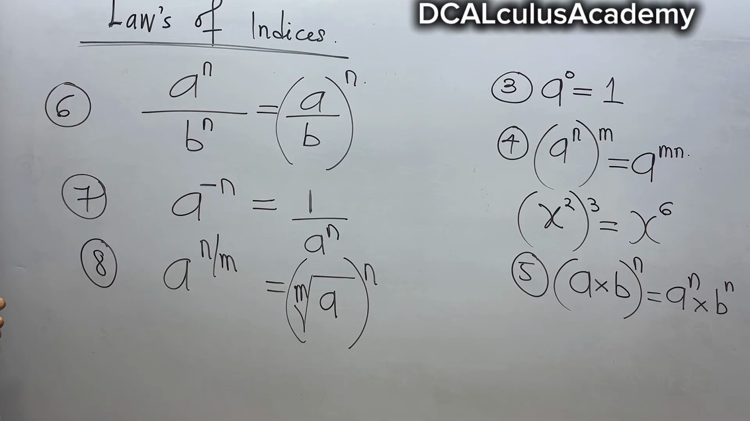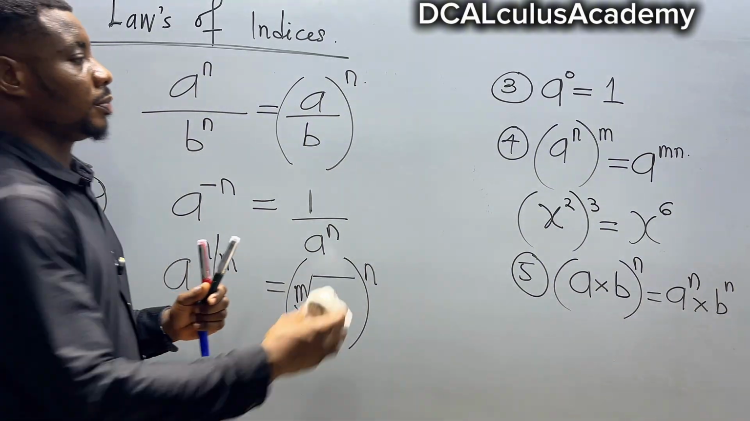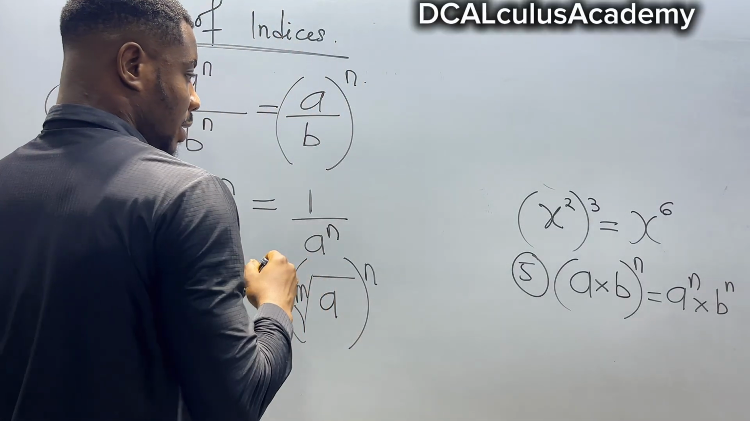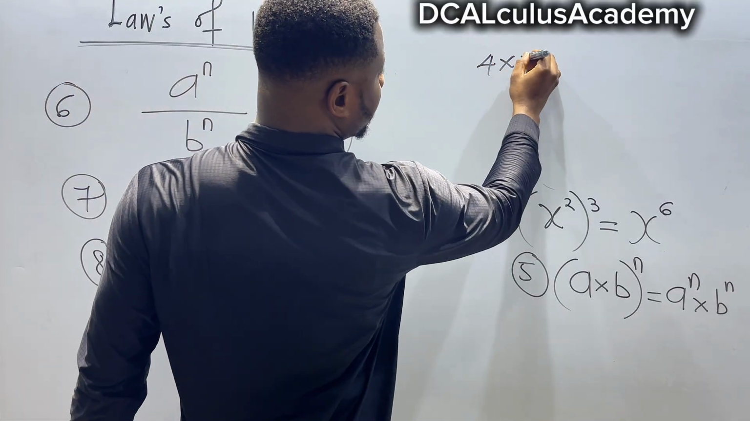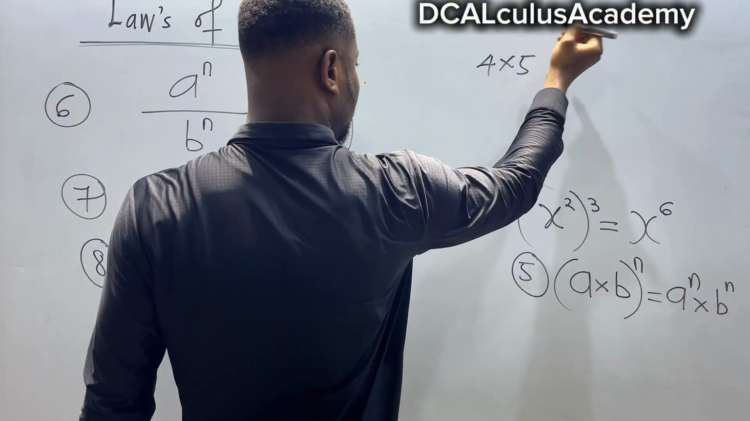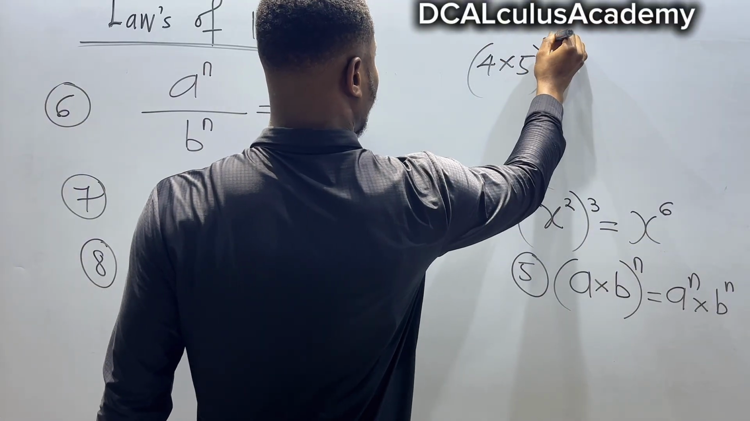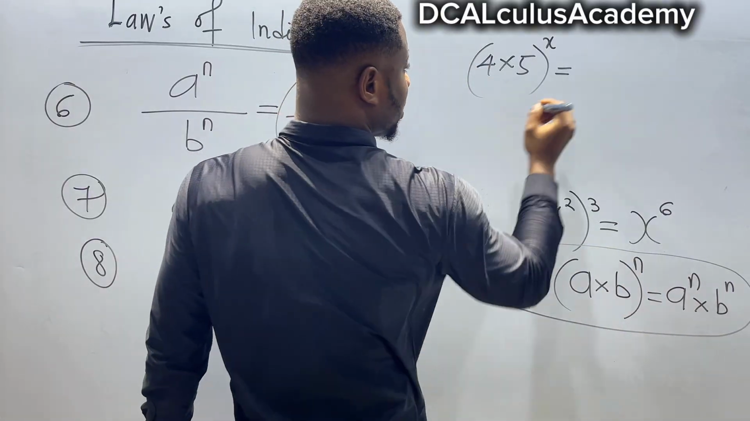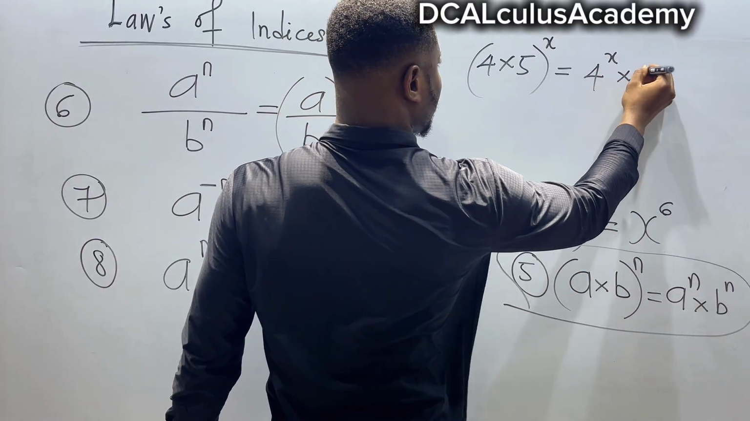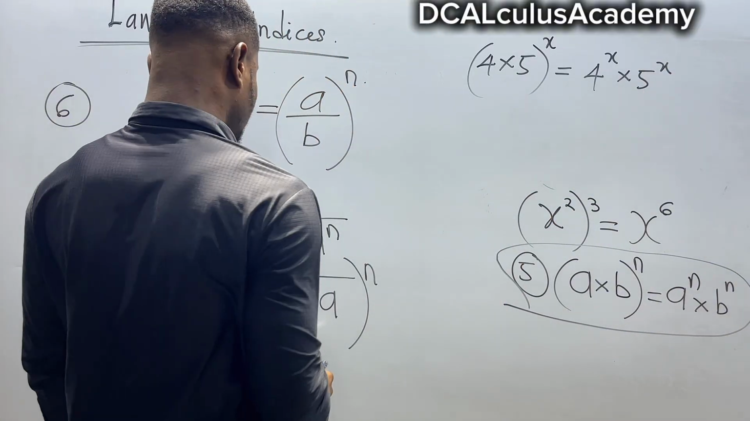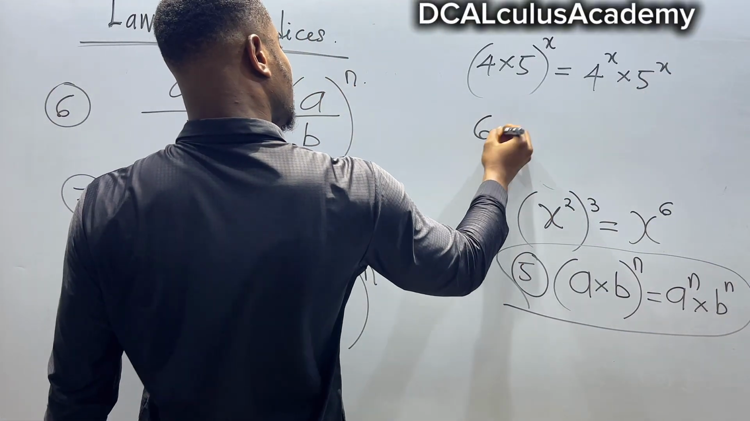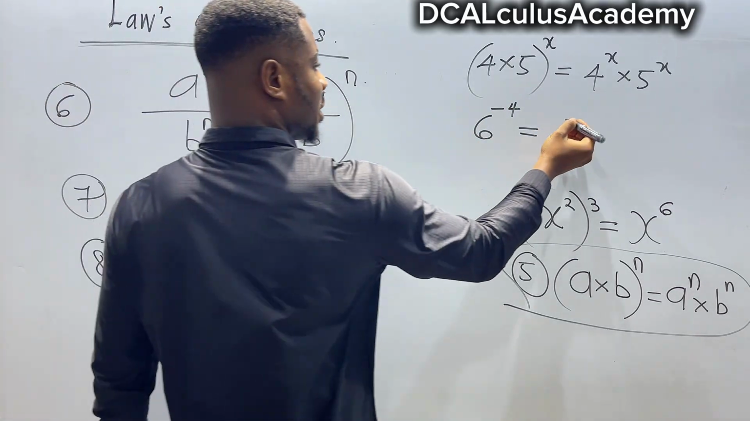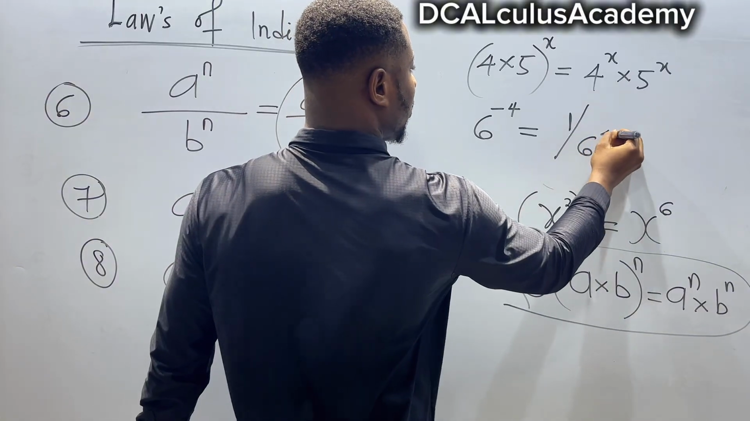Okay. So now let's assume I want to apply these laws. Let's say we had 4 times 5 all to the power of x. Applying this law here, this could be written as 4 to the power of x times 5 to the power of x. Now, if I had 6 to the power of negative 4, if I wanted to apply law 7 here, it's the same as saying 1 over 6 to the power of 4.